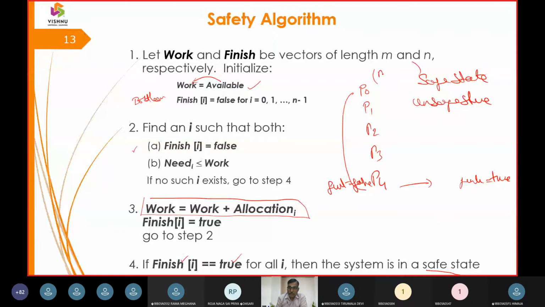So we have a safe state and we have an unsafe state. If we are in a safe state, we can guarantee that there will be no deadlock. If we are in an unsafe state, then there may be a chance of leading to deadlock. So an unsafe state is not a deadlock state; there may be a chance of deadlock.